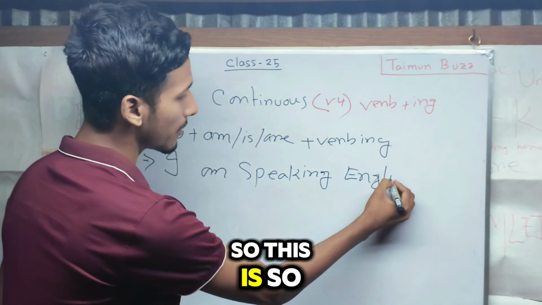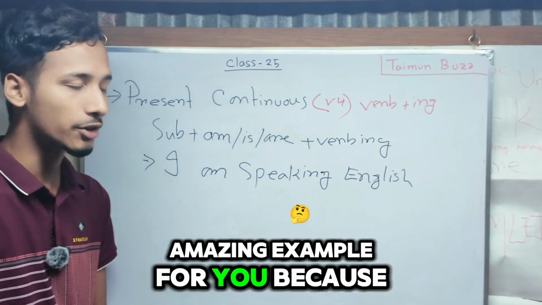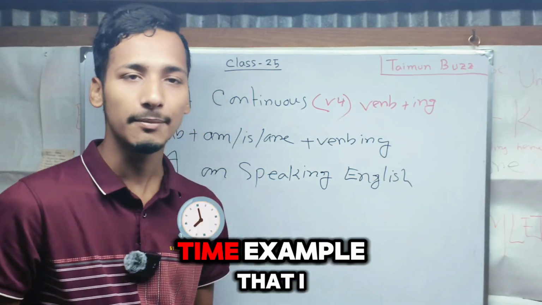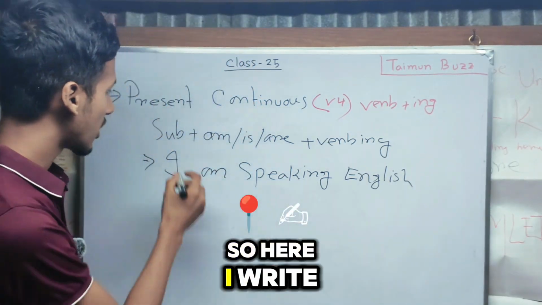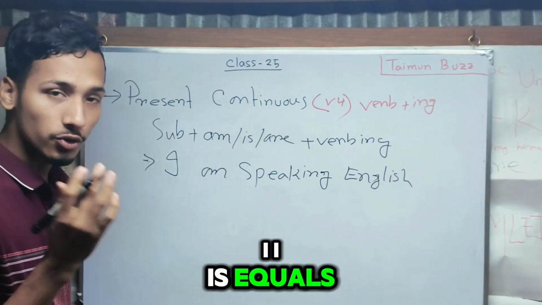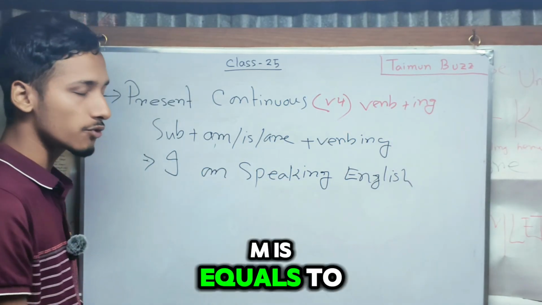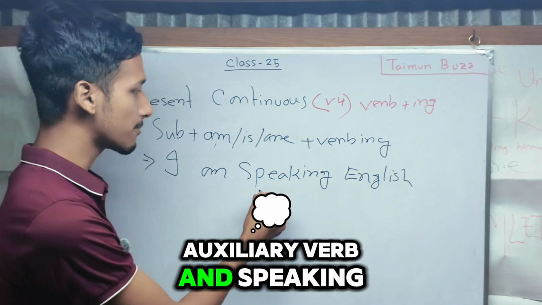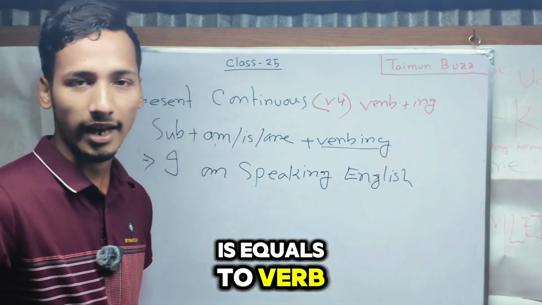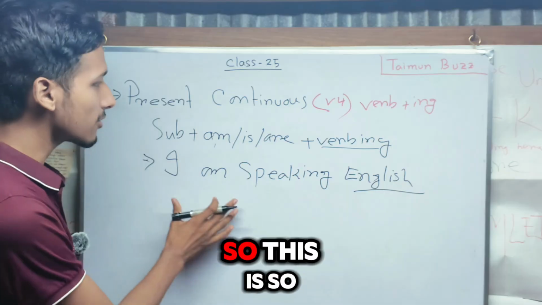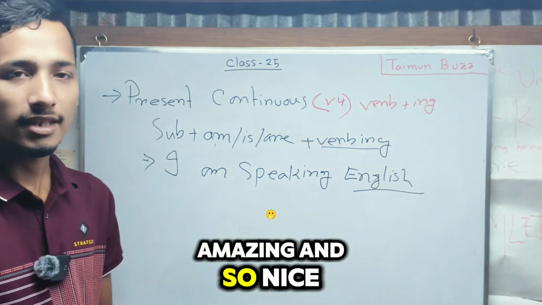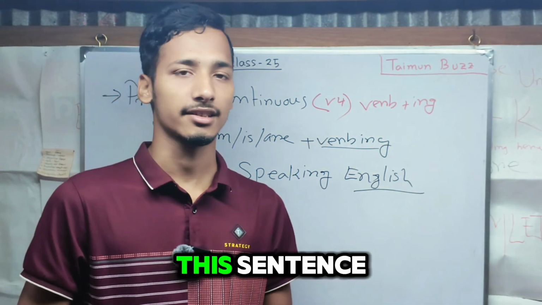This is an amazing example for you, because this is the real time example that I am giving to all of you. Here I write I. I is the subject. Am is the auxiliary verb, and speaking is verb ing. And here English is the object. This is so nice if you can understand this sentence.